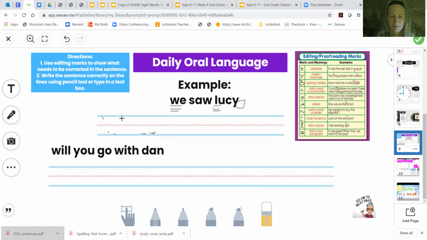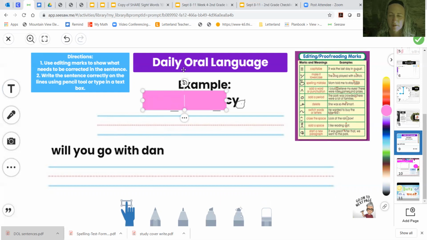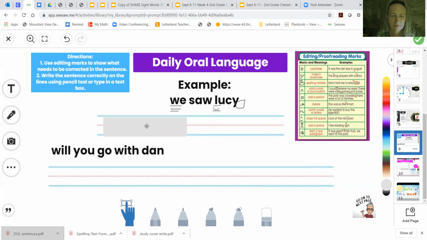I think what I'm going to do is I'm going to come up here to the text box. Ooh, I've got a pink. I need to have that white. There we go. Ooh, that's great. That's as close as I can get. I'm going to move this down here, and I'm going to get in there, and I'm going to type. We, make sure it's a capital W, saw, capital L, Lucy, and put a period at the end. Okay, that's how you're going to do that.